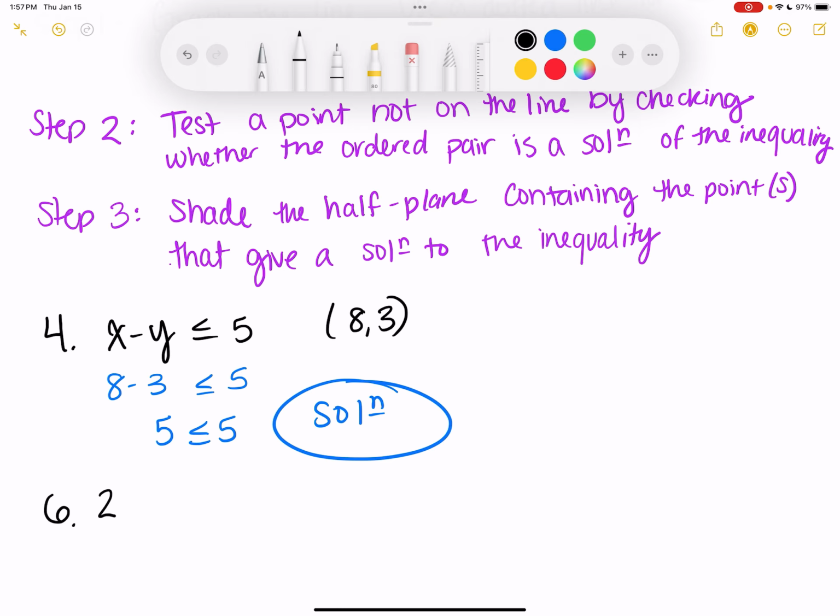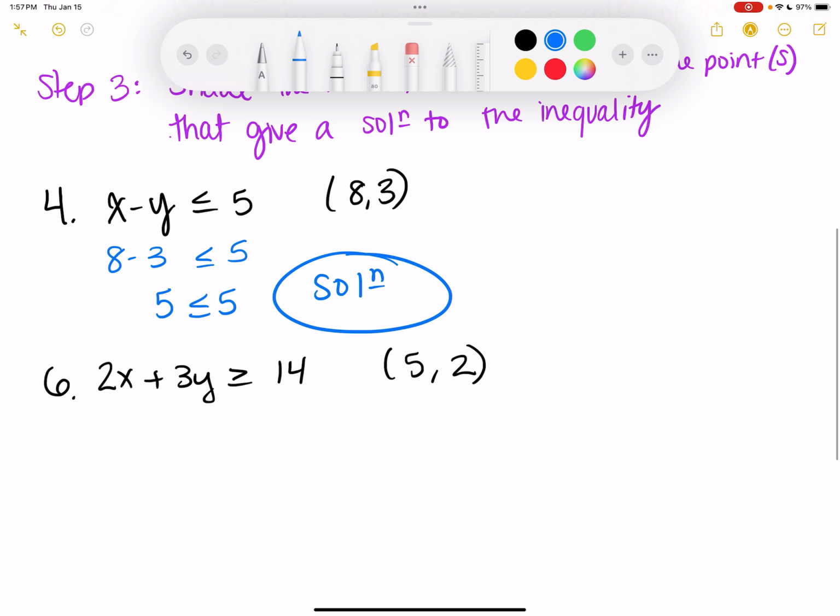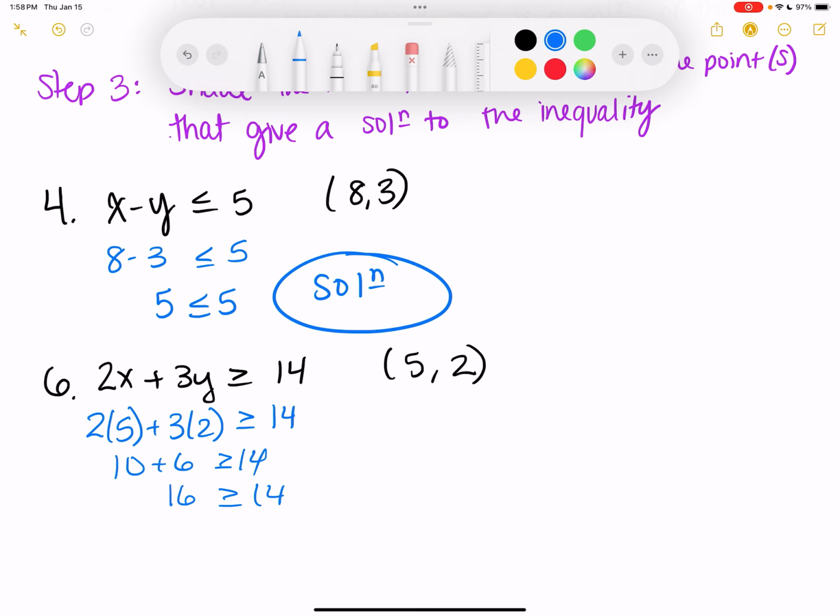Number 6: 2x plus 3y is greater than or equal to 14, and the point is 5, 2. This is just putting things in there. So that would be 2 times 5 plus 3 times 2 is greater than or equal to 14. So that'll be 10 plus 6 is greater than or equal to 14. Then that'll be 16 is greater than or equal to 14. That is true. So this is a true solution.